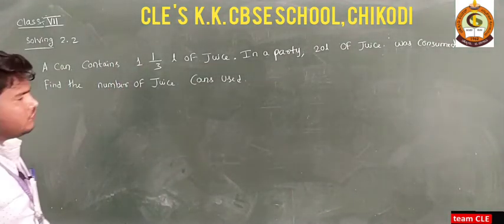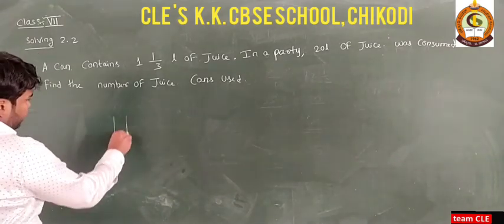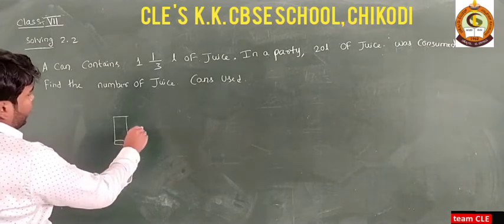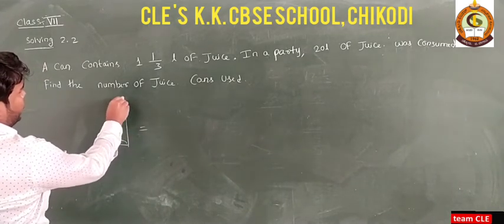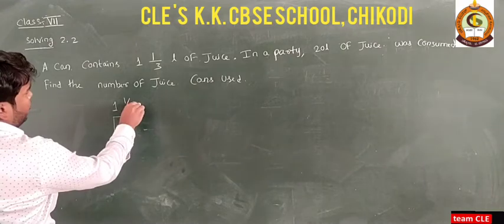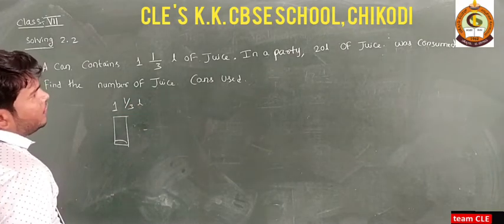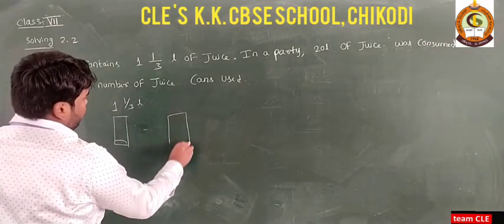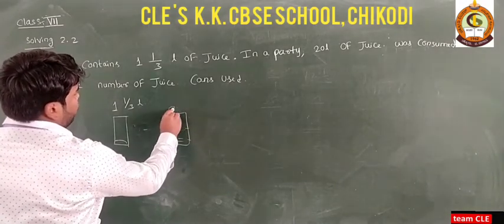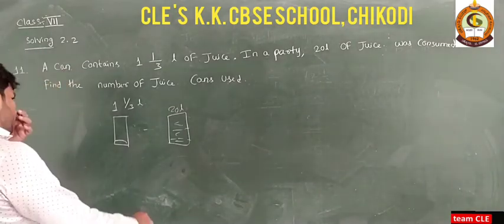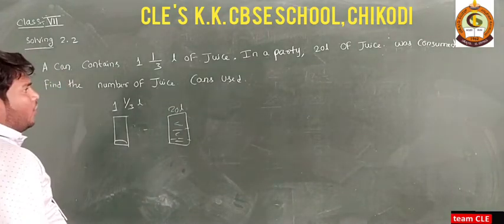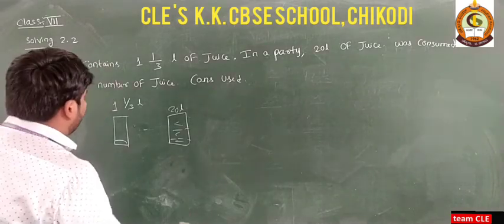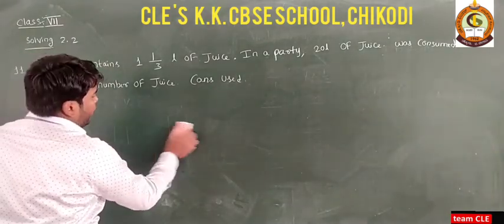Okay, so see here dear students, the question says, this is the can, for example. One can contains 1 integer 1 by 3 liter, and in a party 20 liter of juice was consumed. So 20 liter of juice is consumed, and how many cans are required they are asking. Okay, so to find how many cans are required, the question says first write the given things.